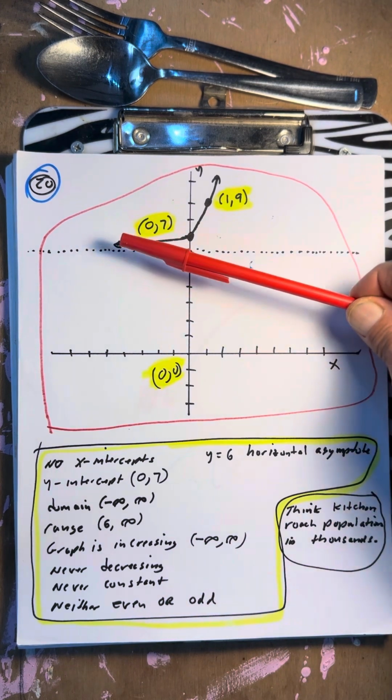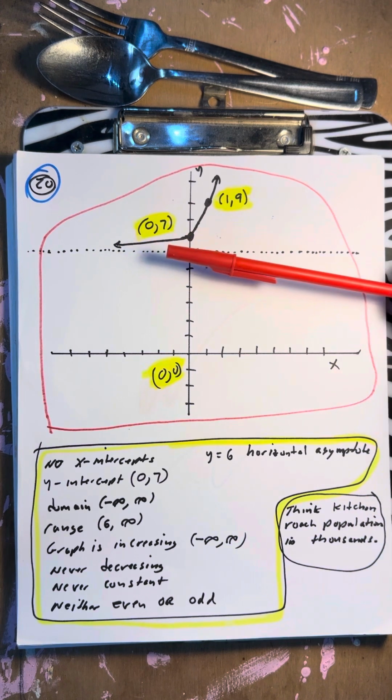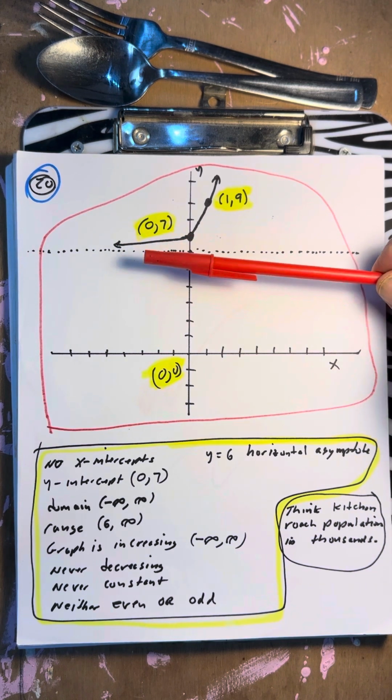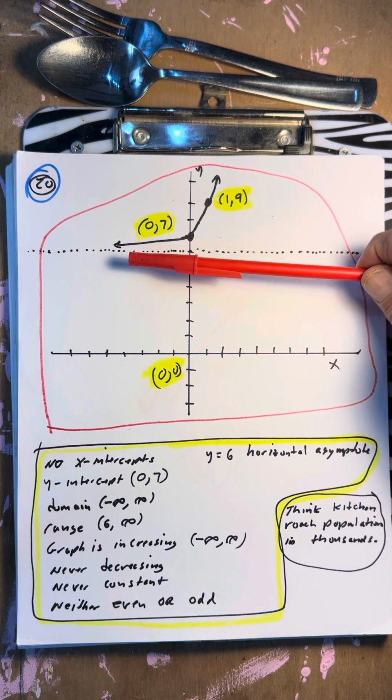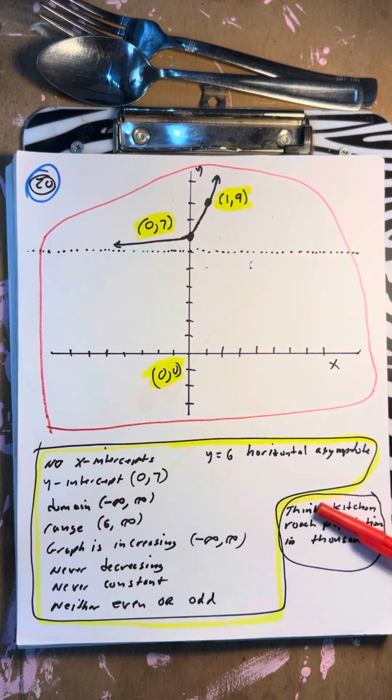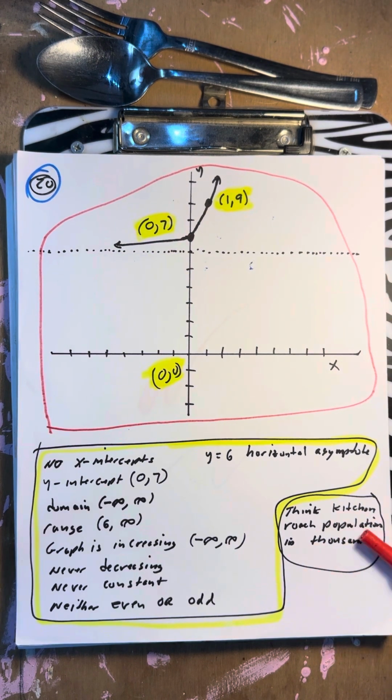Think like, I don't know, you start with 6,000 roaches in your house. Think kitchen roach population in thousands in your kitchen. How's that? And these are in thousands, okay? 1 week, 2 weeks, 3 weeks, every time goes by.